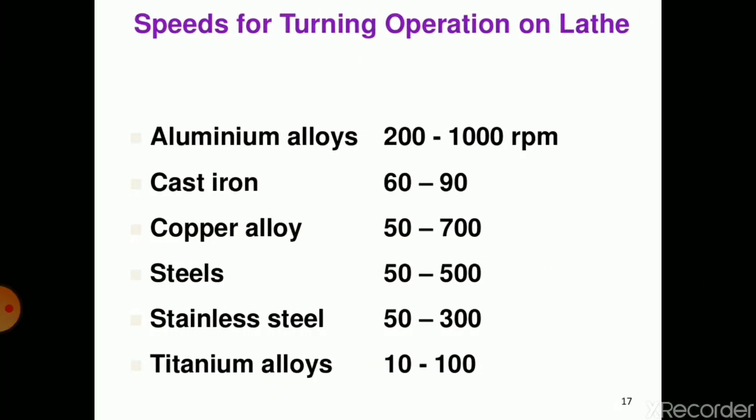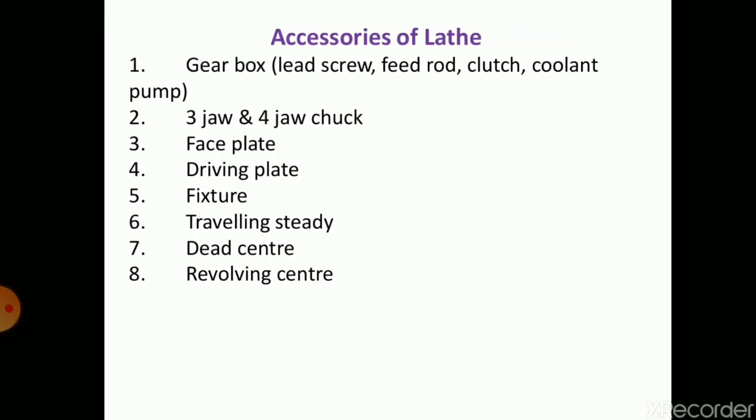Speeds of turning operation on lathe are of this order. For aluminum alloys it is 200 to 1000 rpm. For cast iron, it is 60 to 90 rpm. For copper alloy, it is 50 to 700 rpm. For steel, it is 50 to 500. Stainless steel, it is 50 to 300. And for titanium alloy, it is 10 to 100 rpm.